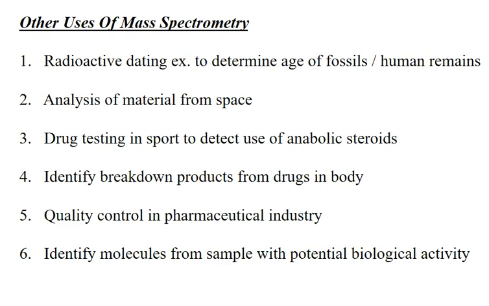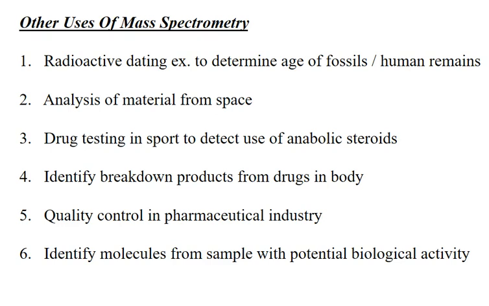Okay, so this was mass spectrometry, and that's how we use it in our syllabus. But then there are other uses of mass spectrometry in our everyday life. So they use mass spectrometry, for example, for radioactive dating to determine the age of fossils or the age of human remains. They can use it to analyze substances that they obtain from space. The most general use is for drug testing in sports.